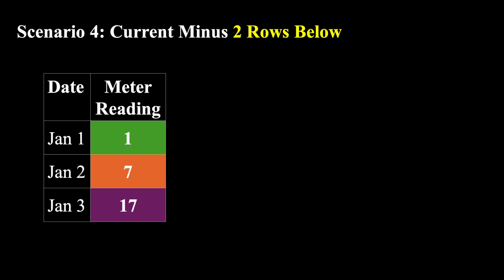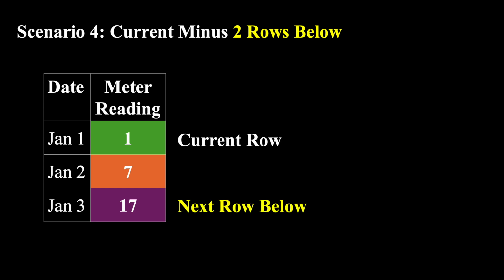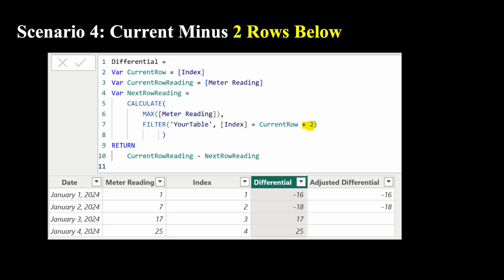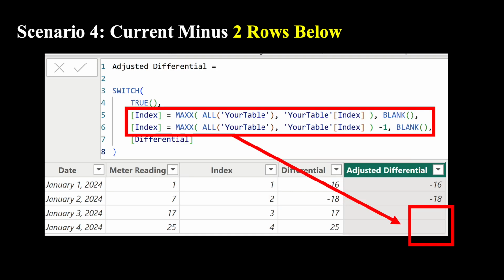And finally, scenario 4, current row minus two rows below. Again, same old formula for differential with index plus 2, meaning two rows below the current row. And then we will use those formulas to make the last two rows blank for the adjusted differential.